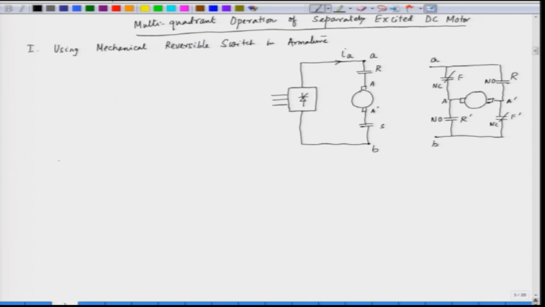So what we do here is the following. We go from step 1, which is called forward motoring. If you want to reverse the quadrant, we go to step 2. Step 2 is first forward braking, we have to go for braking here, and then the third one is reverse motoring.